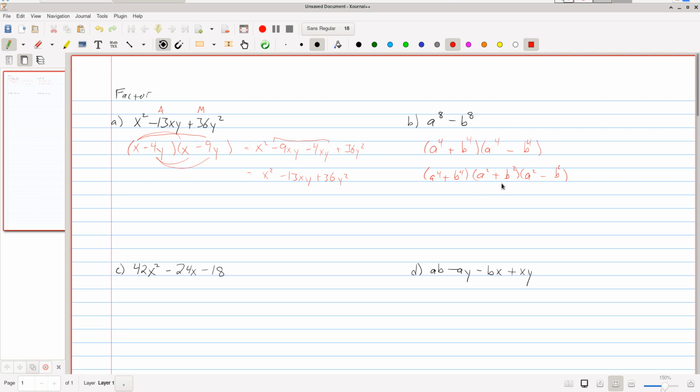And then b to the fourth would be b squared times b squared. Now, a squared plus b squared is a sum of squares, so that won't factor. However, a squared minus b squared is another difference of squares, so we can factor this again. So let's let the first factor sit, a to the fourth plus b to the fourth. The second one also will not factor, so we're going to leave that as a squared plus b squared. Now this last one, a squared minus b squared, we can factor that as a difference of squares, a plus b times a minus b.